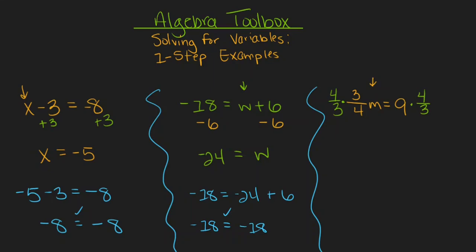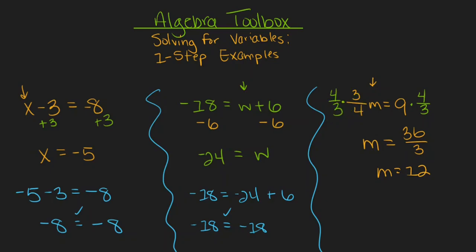The multiplication between these two fractions will produce a product of 1, and 1 times m really just leaves us with m, so the only thing we have left on the left-hand side is m. On the right-hand side, I'll have 9 times 4/3, which becomes 36/3. And I see that I can simplify that further because 36 divided by 3 is 12, so I know m equals 12.